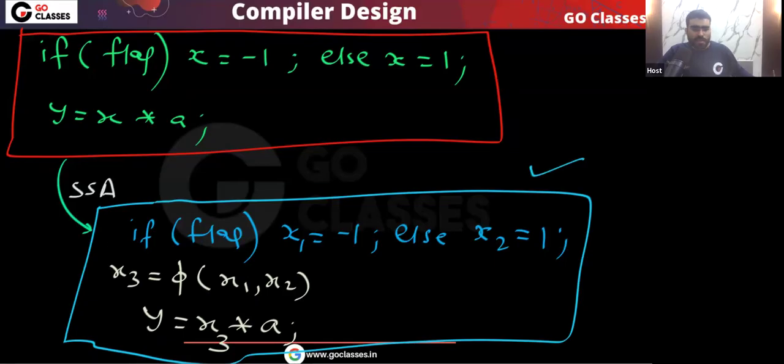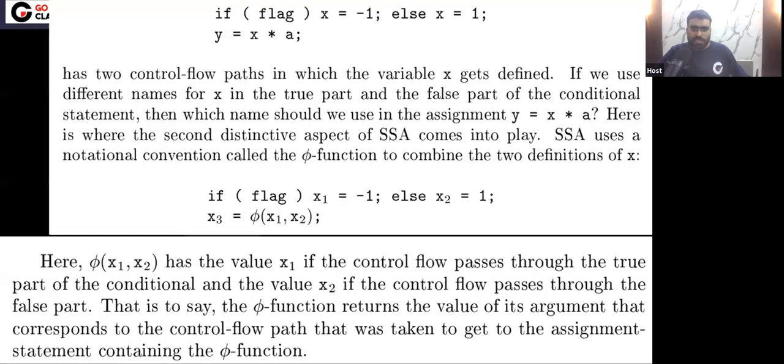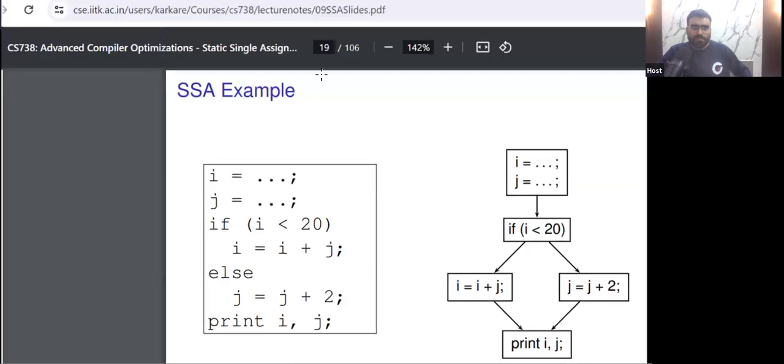Is this clear? Tell me. Okay. So very simple concept, the phi function. Very, very simple concept. You can see, this is the phi function concept. Now let's solve some more questions.